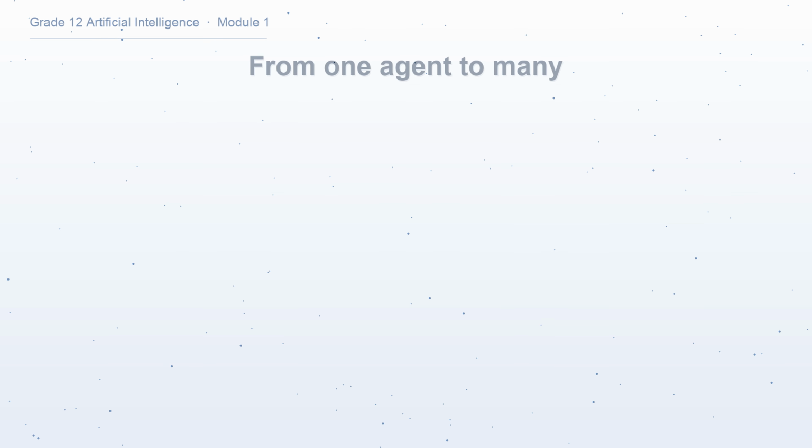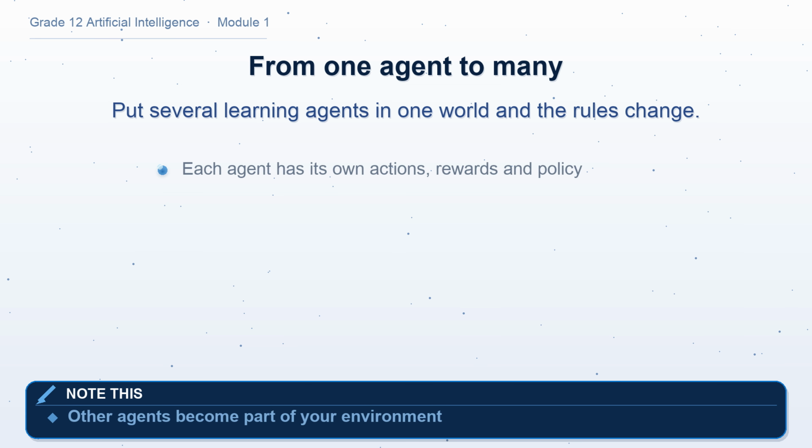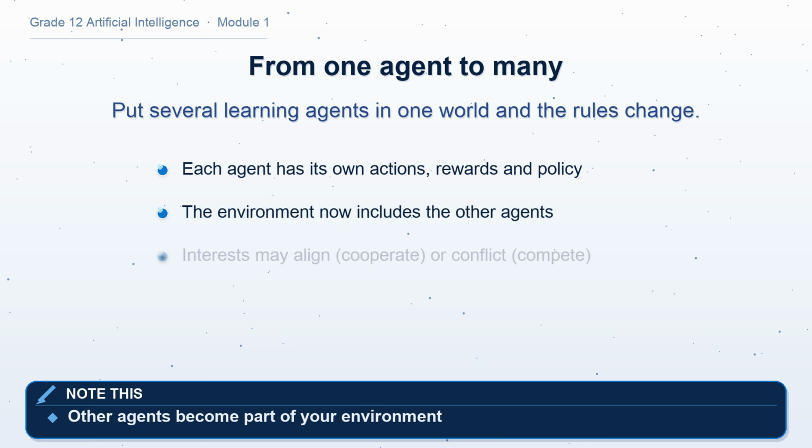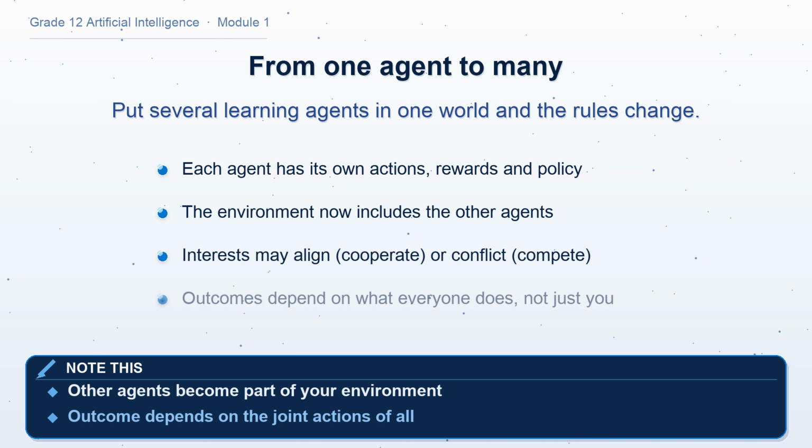A multi-agent system places several agents in the same environment, each with its own actions, rewards, and policy. The crucial shift is this. From any one agent's point of view, the other agents are now part of the environment. Their interests might align, so they cooperate, or conflict, so they compete, or sit somewhere in between. The outcome no longer depends on your action alone, but on what everyone does together. And because the others are also learning, the world no longer stands still while you improve.